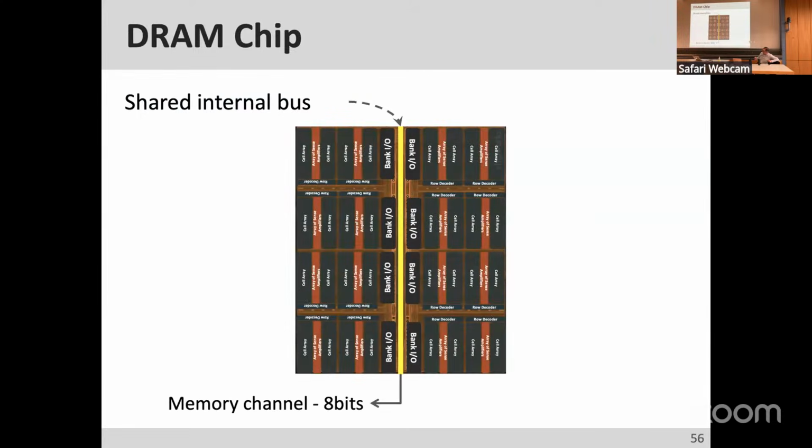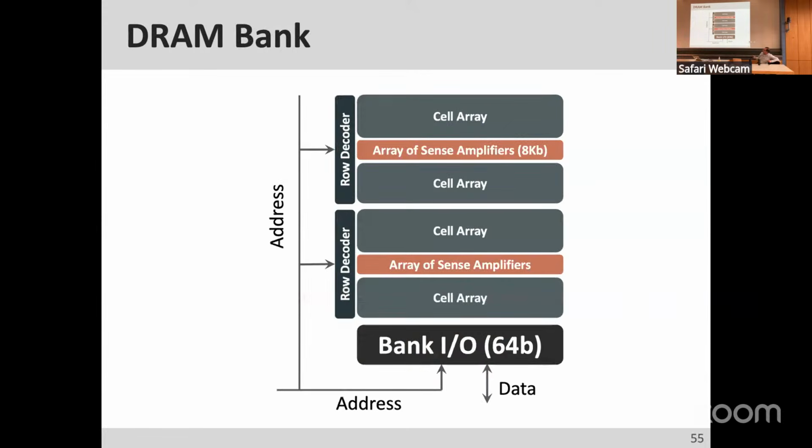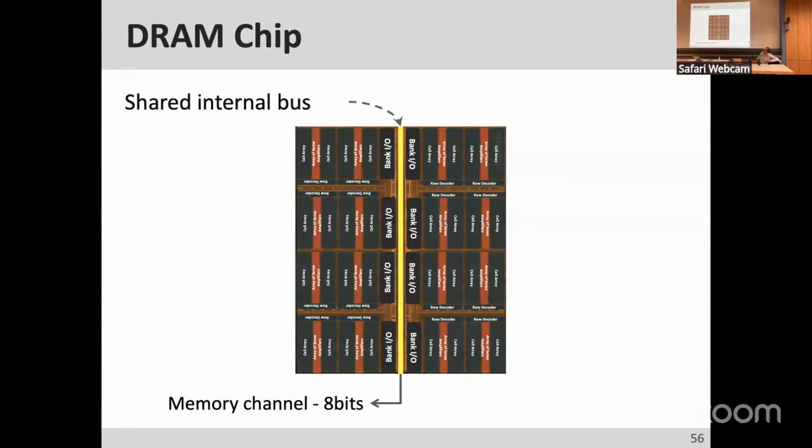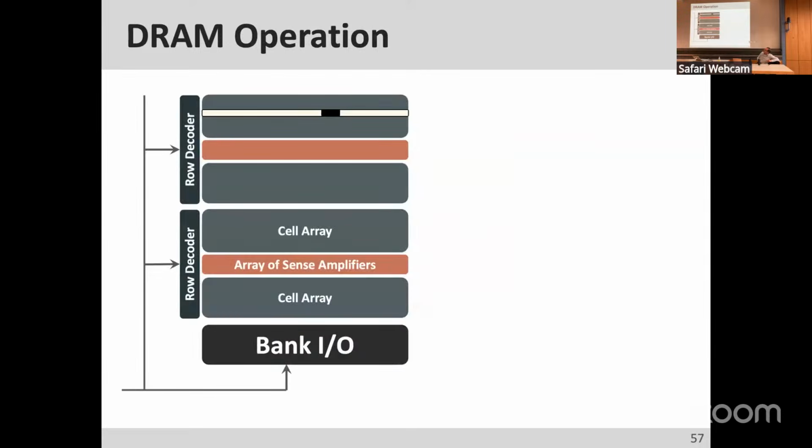Now, what might happen is you may actually fetch 64 bits of data into some bank IO circuitry, and then you get the 8 bits afterwards. So internally, there could be different design decisions. They're not that important right now, at least. But let's take a look at the operation of this.